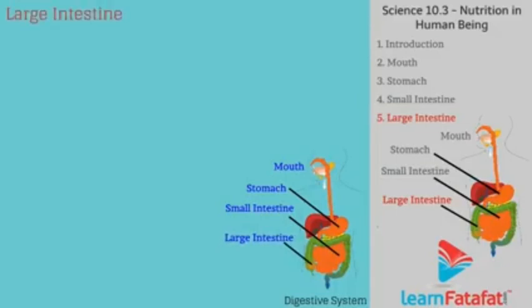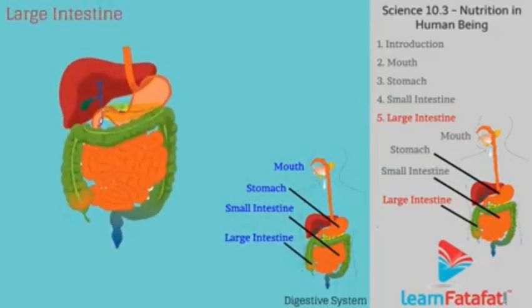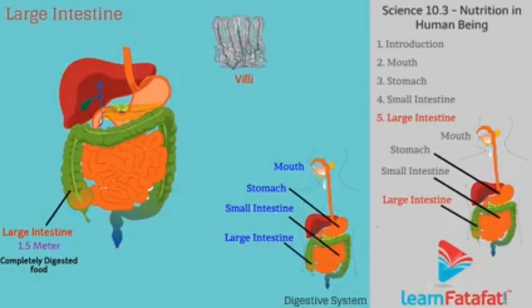Large intestine. The large intestine is about 1.5 meters long. The completely digested food enters the large intestine. The walls of the large intestine have villi, which absorb the water and salt from the digested food. The waste material is then removed from the body through the anus.